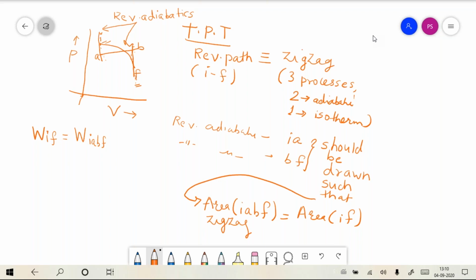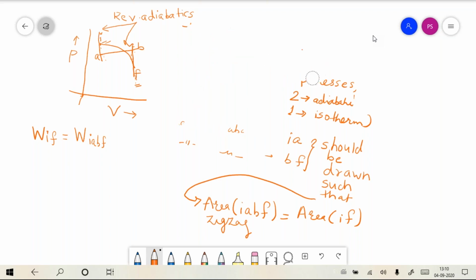Now let us apply, let me rub this first. And now I am going to apply the first law of thermodynamics to the reversible process I to F. Let me rub this first. Okay, now it is clear.